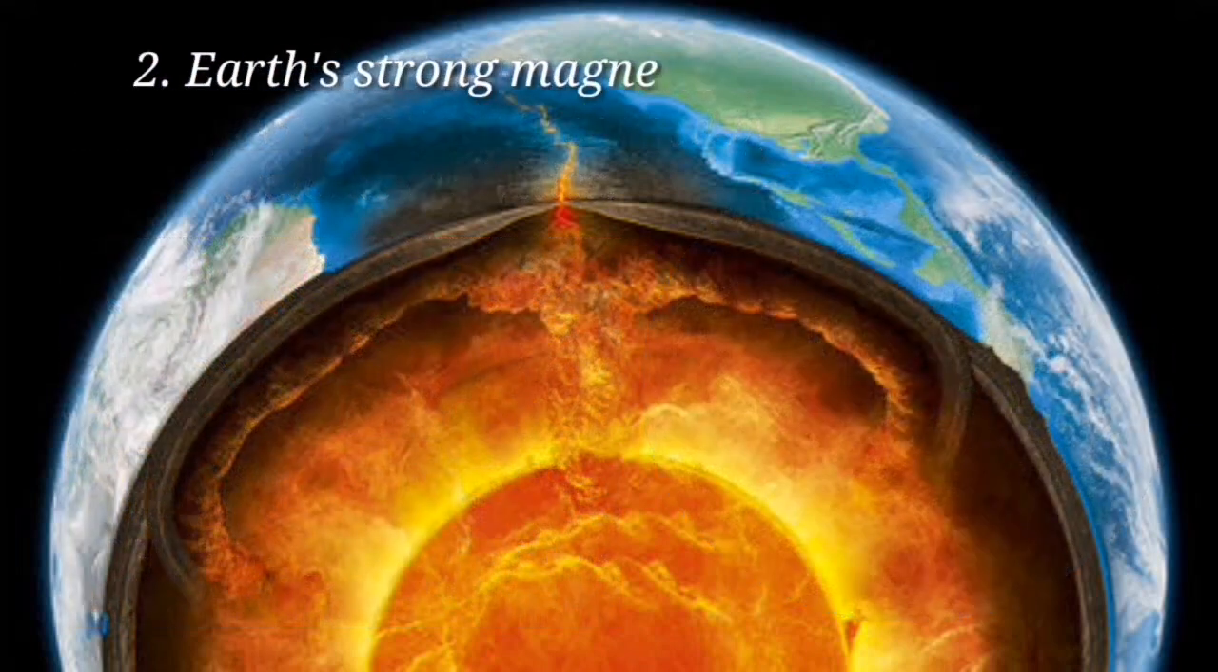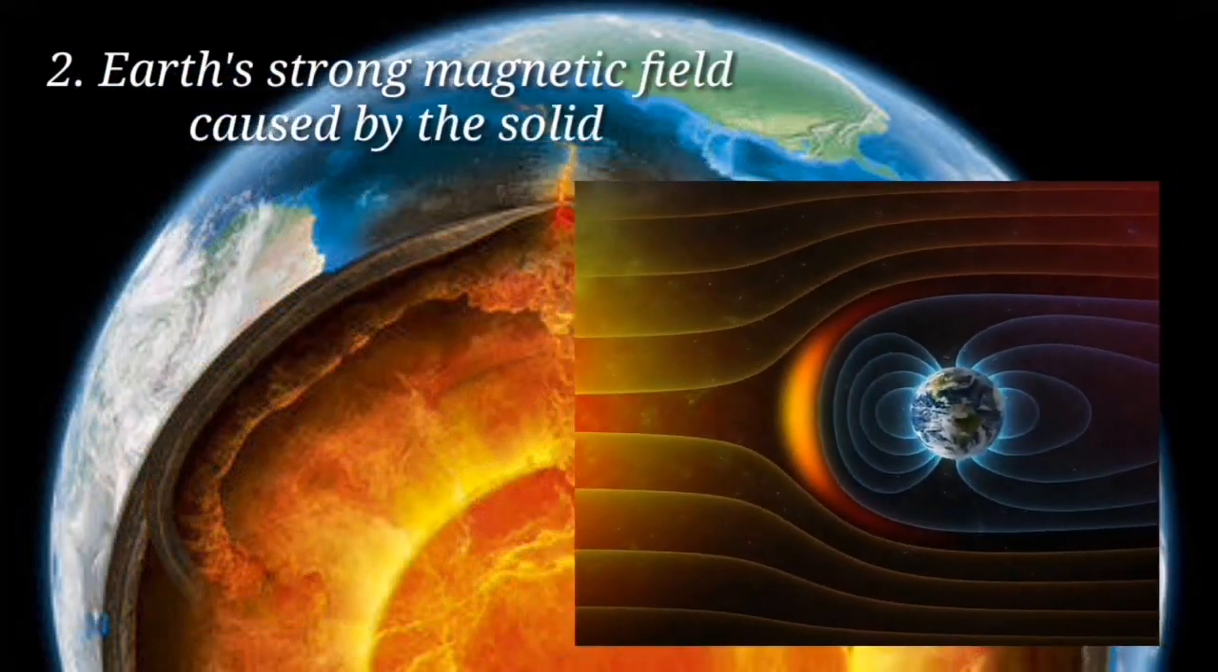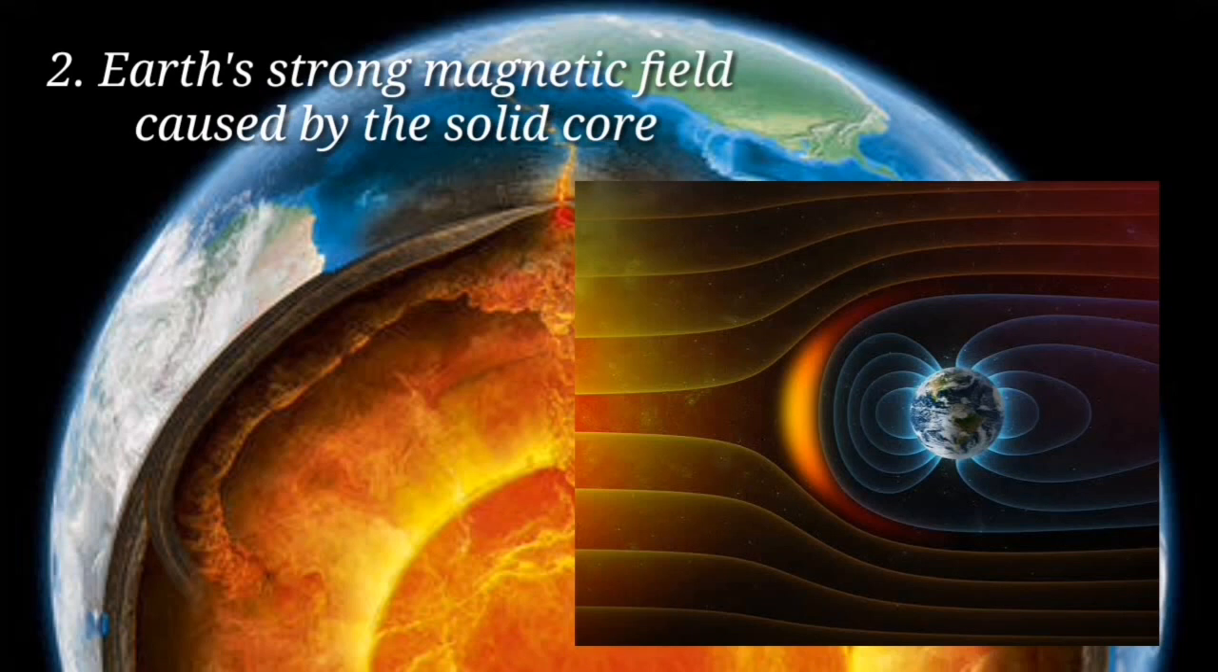Number 2. Earth's strong magnetic field caused by the solid core. The Earth's unique, strong, enduring interior heat flow enables it to have both a solid inner core and a liquid outer core. This creates a magnetic field that shields Earth's surface life from deadly high-energy particles flowing in from the sun.